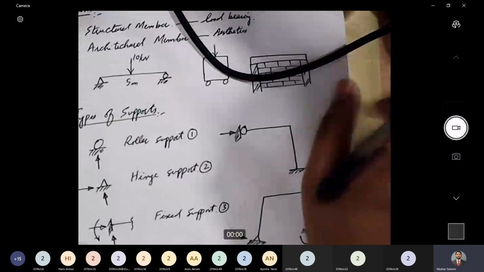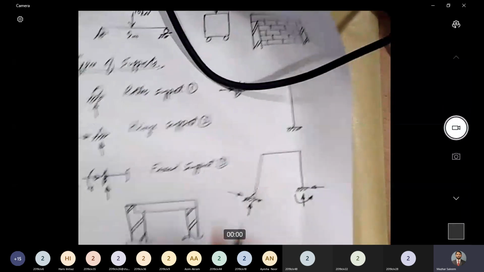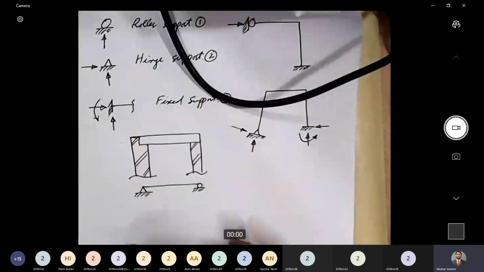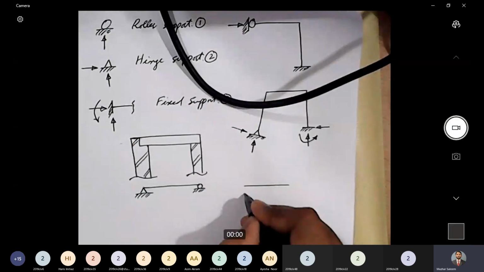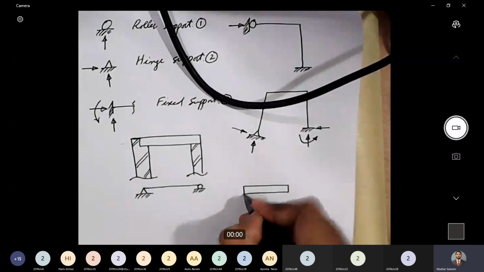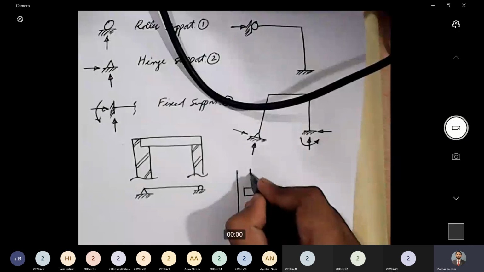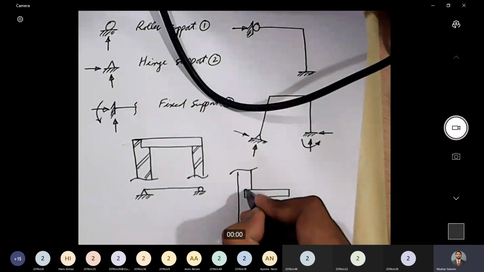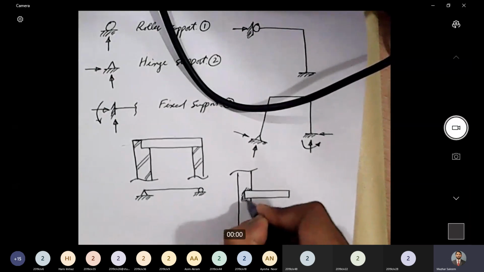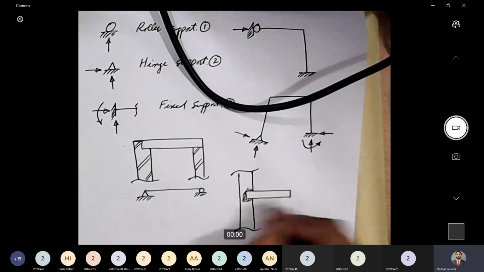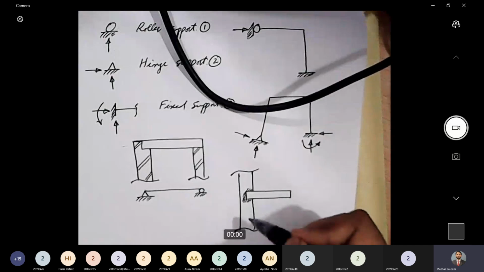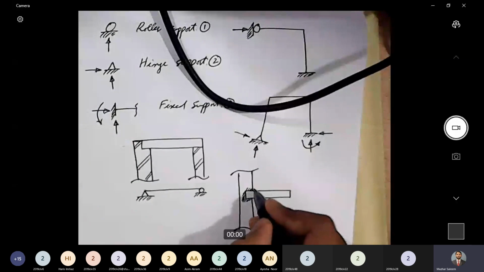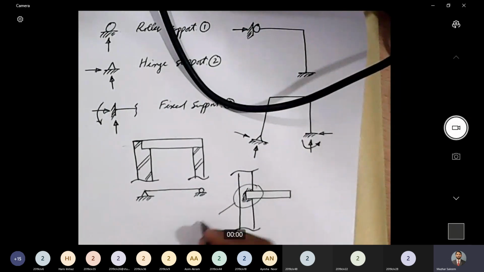I missed that. For fixed support, let's say I want to provide fixed support for a beam. How would I do that? This is a beam. It's a column. This is how fixed support is provided. The beam is embedded inside a column, and this column has to be a really rigid column, like a reinforced concrete column. That will have the ability to provide all three types of reactions.